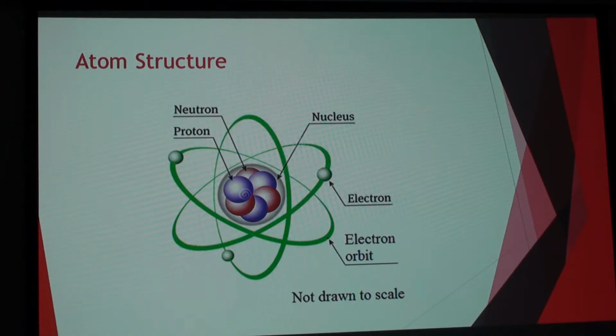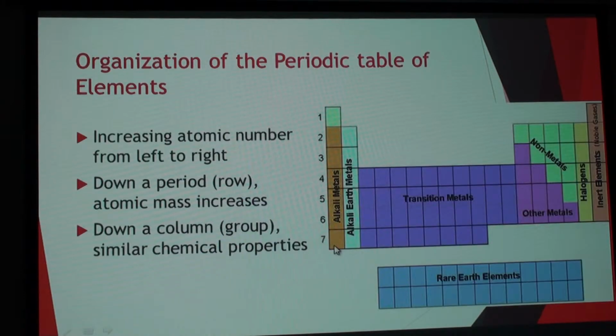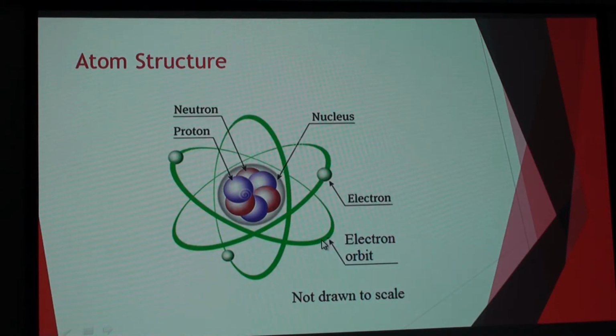Next, we have the orbitals of the electron, which are in green right now. This is the path that the electrons take, because they're always moving in the atom. And then the electrons, here that green ball, have a negative charge. The number of electrons and protons should be the same because atoms want to be in a neutral position.